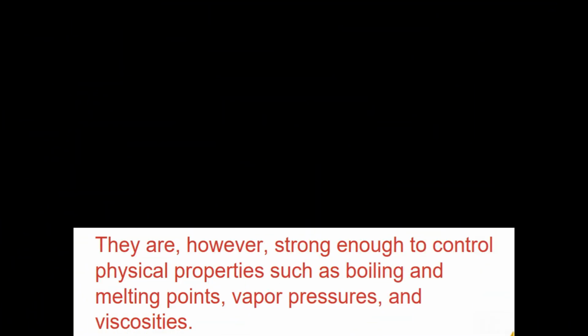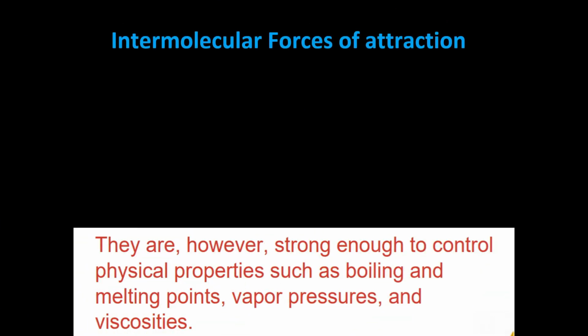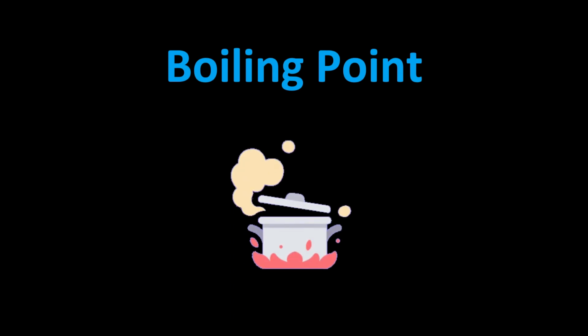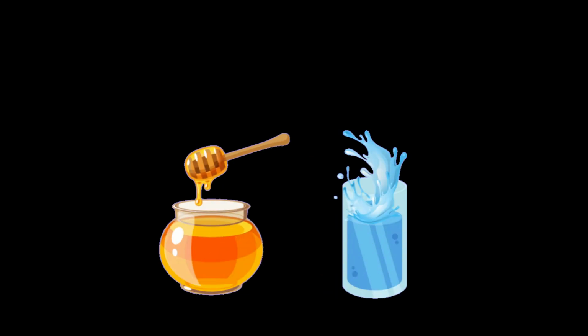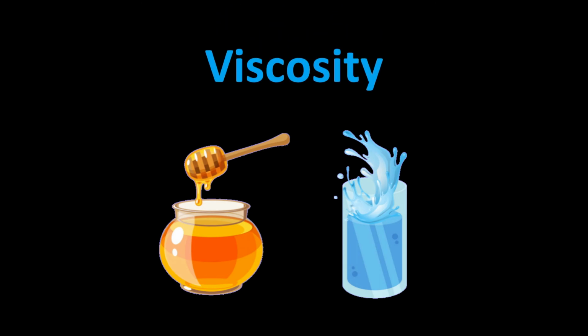Where can we see the effects of the intermolecular forces of attraction? It's in the physical properties. Like boiling point, the greater the intermolecular force, the higher the boiling point. That means the higher the temperature before the fluid boils. Viscosity is the resistance to flow. Between honey and water, honey has a higher intermolecular force since it's more thick and viscous.